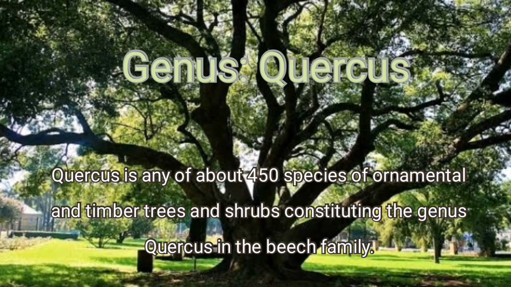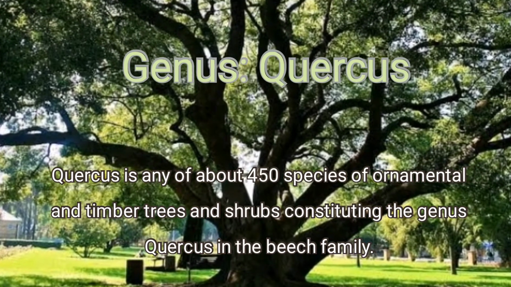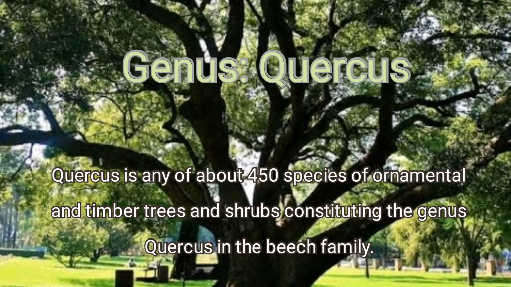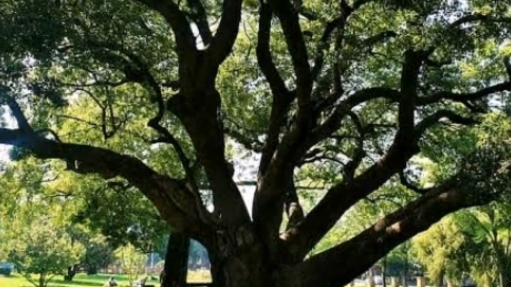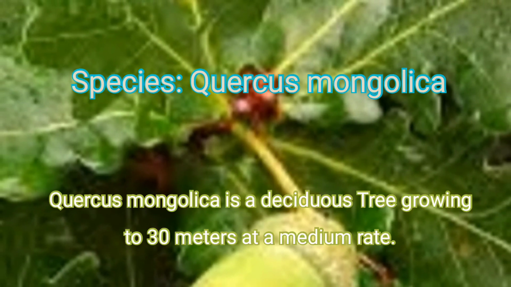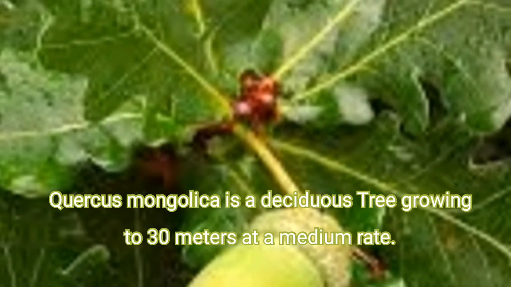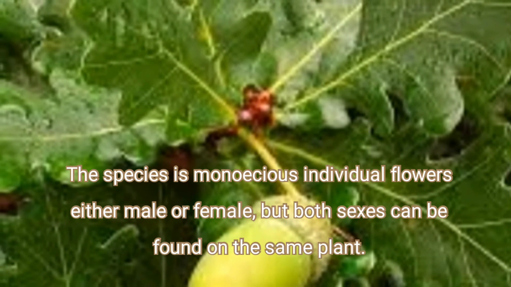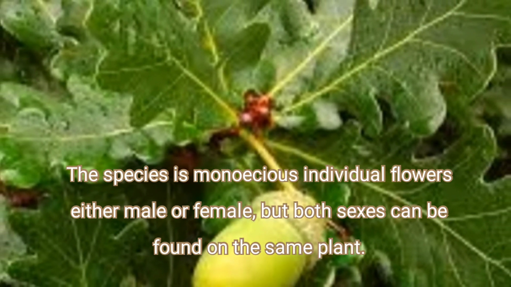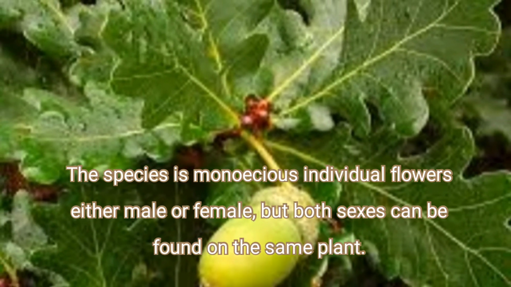Quercus is any of about 450 species of ornamental and timber trees and shrubs, constituting the genus Quercus in the beech family. Quercus mongolica is a deciduous tree growing to 30 meters at a medium rate. The species is monoecious, with individual flowers either male or female, but both sexes can be found on the same plant.